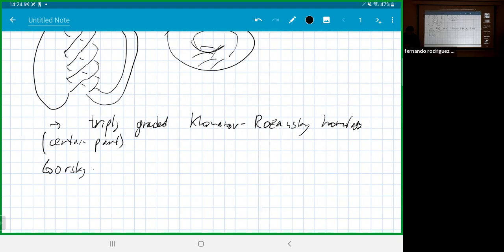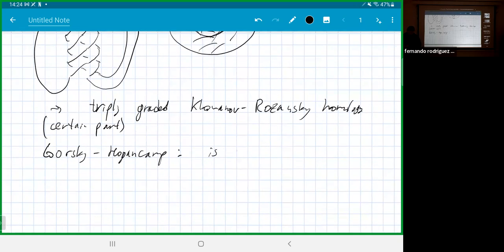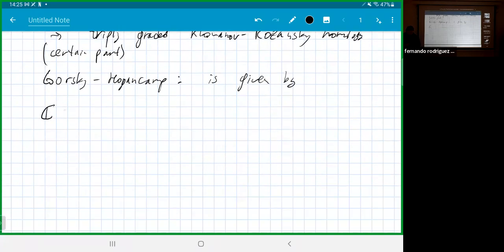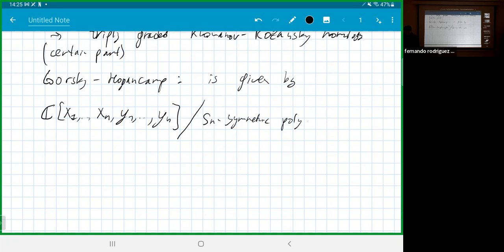by Gorsky and Hogancamp. It is given as a quotient. So you start with writing polynomials in x1 to xn, y1 to yn. And then you divide by the ideal generated by symmetric polynomials of positive degree.